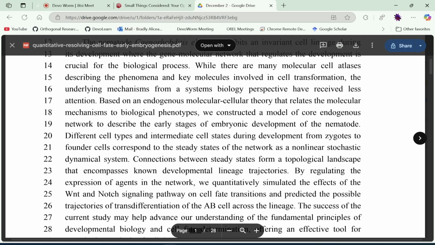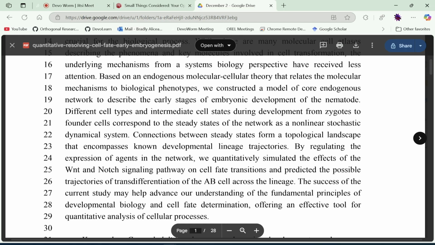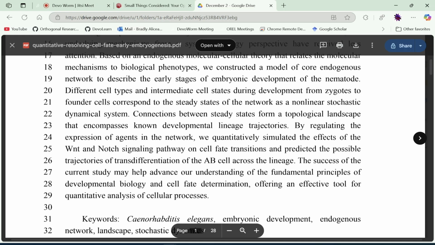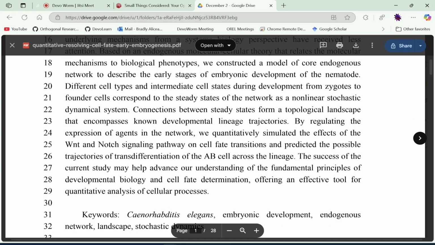Different cell types and intermediate cell states during development from zygotes to founder cells correspond to the steady states of the network as a nonlinear stochastic dynamical system. So the other thing they're doing is building a nonlinear stochastic dynamical system, and that's how they're going to try to get some insight out of this. Connections between steady states form a topological landscape that encompasses known developmental lineage trajectories.